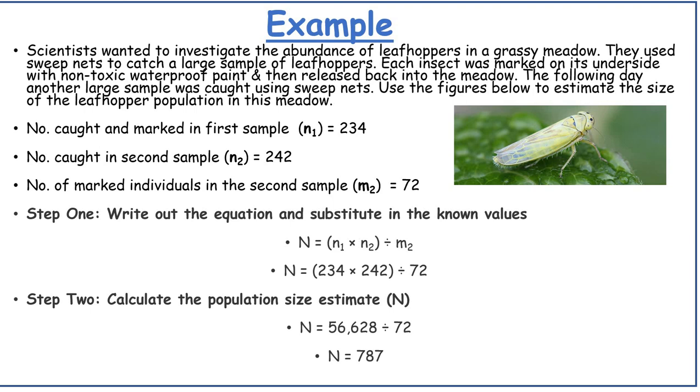So it would be 234 times 242 divided by 72. So 56628 divided by 72 equals 787. So that's your estimation of population size.